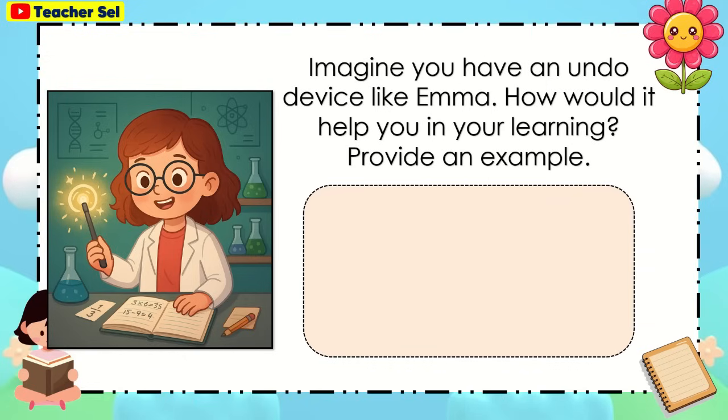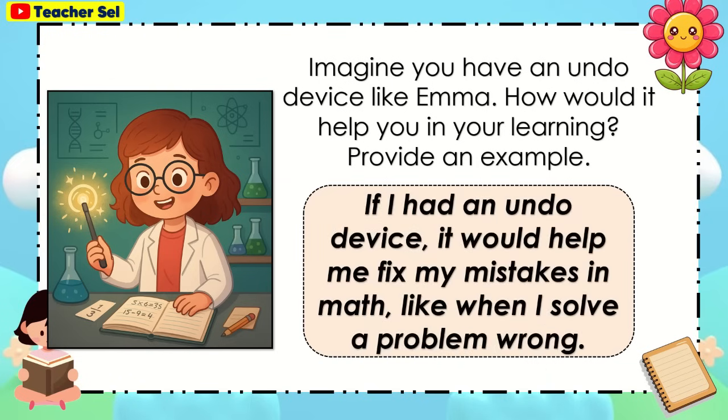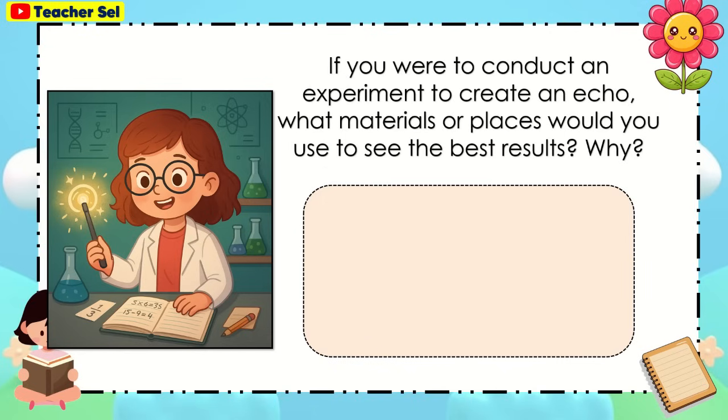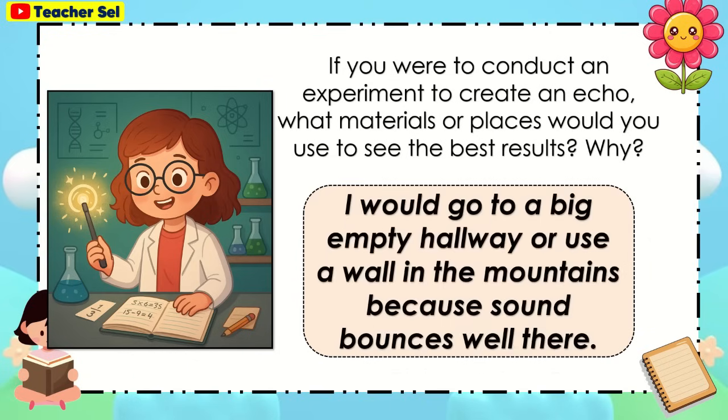Imagine you have an undo device like Emma. How would it help you in your learning? Provide an example. If I had an undo device, it would help me fix my mistakes in math, like when I solve a problem wrong. If you were to conduct an experiment to create an echo, what materials or places would you use to see the best results? Why? I would go to a big empty hallway or use a wall in the mountains because sound bounces well there.